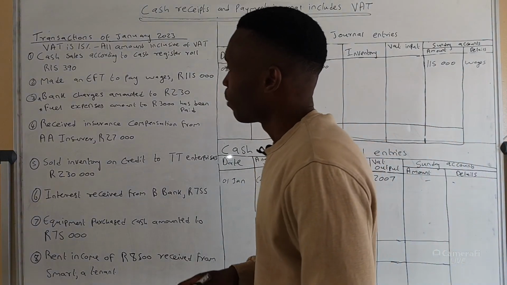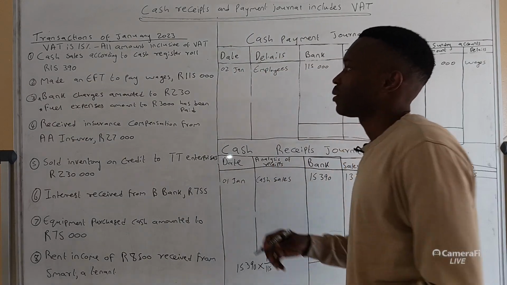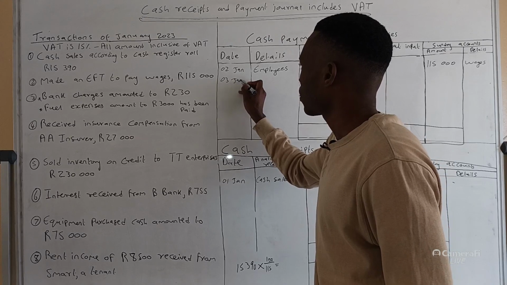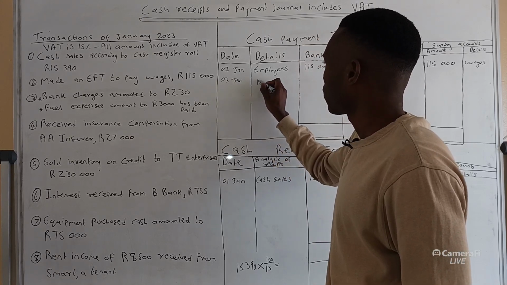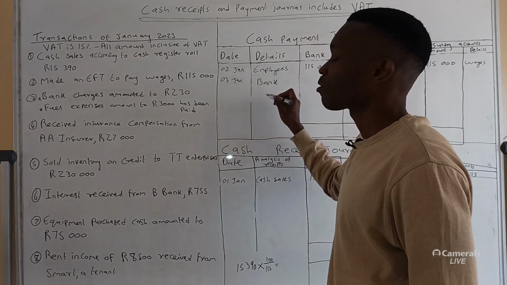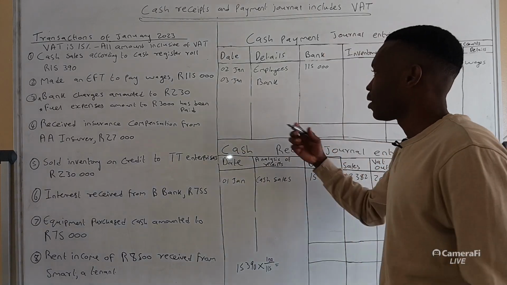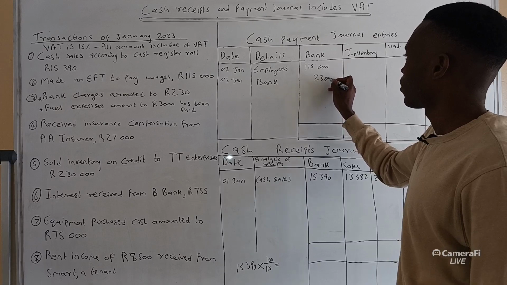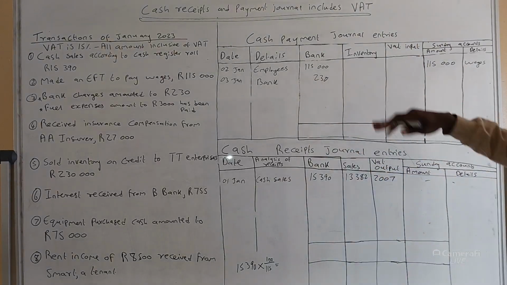All right, number 3, bank charge, amount of 230. Okay, it is a payment on 3 January. Okay, we can just write bank. If you have the name of the bank, you can write the name of the bank. Okay, then the amount is 230 and we don't have anything here.